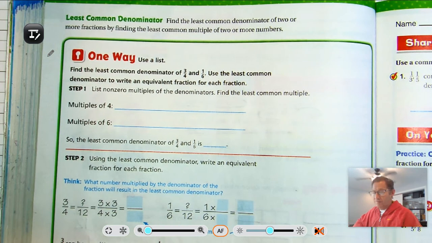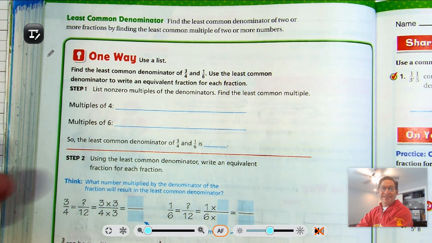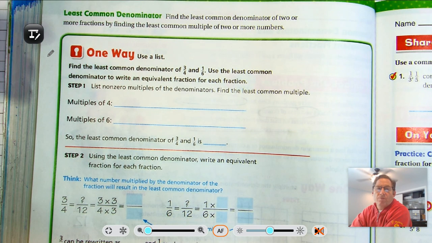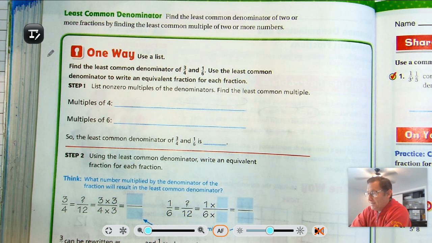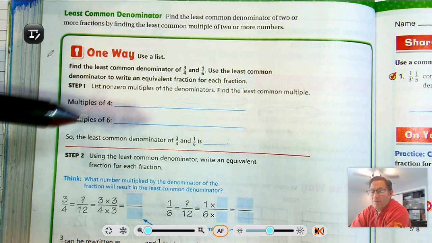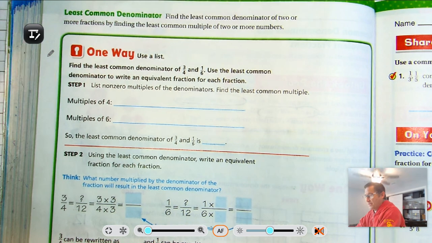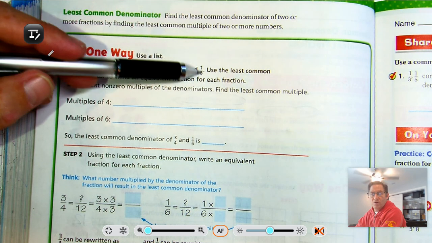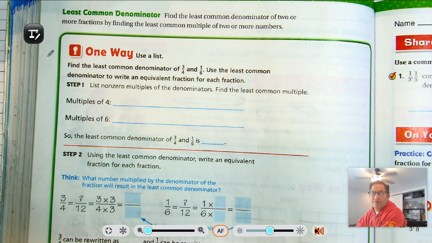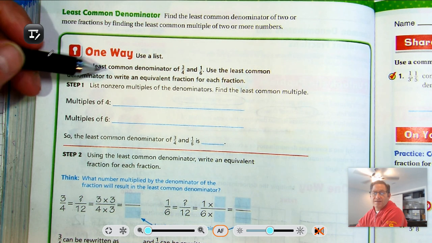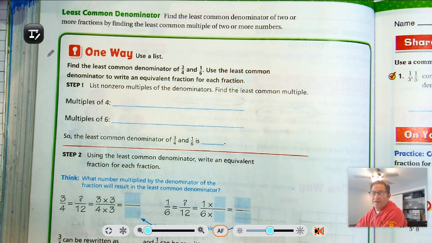Now, often it'll be recommended that we find the least common denominator. Okay, and so find the least common denominator of 2 or more fractions by finding the least common multiple of 2 or more numbers. So it's basically finding the list, but in this case, we're not just going to circle any common multiple. We're going to find the smallest one that is in common. So use a list. Find the least common denominator of 3/4 and 1/6. Use the least common denominator to write an equivalent fraction for each fraction. So list non-zero multiples of the denominators and find the least common multiple.